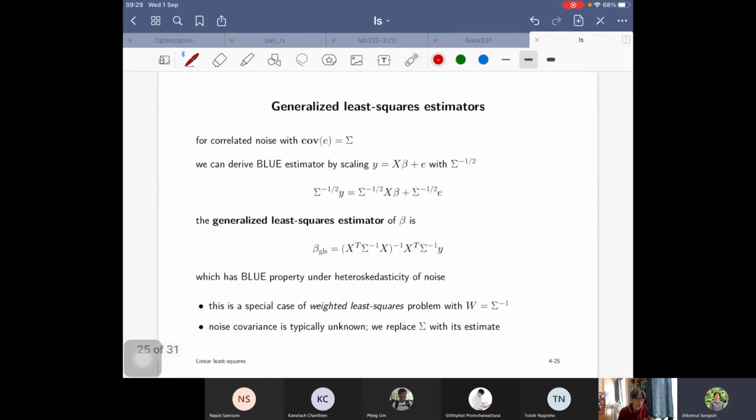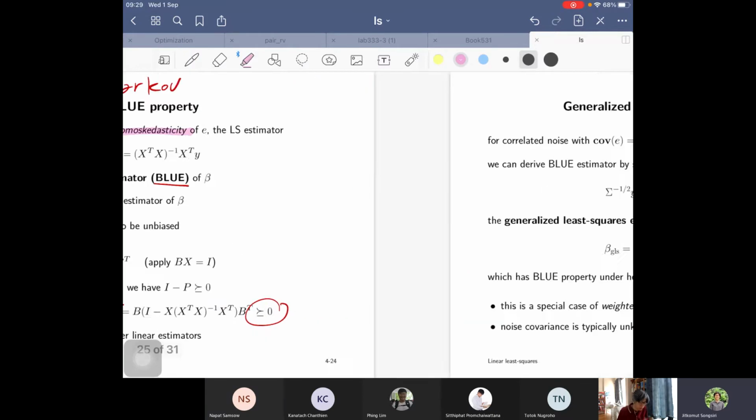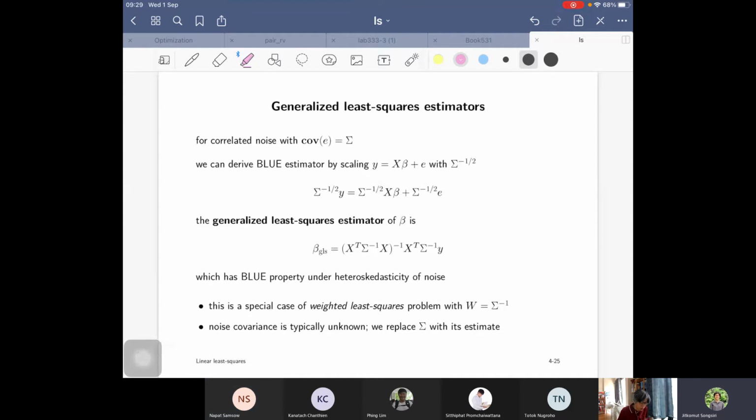Okay, we can also talk about a more general case. Again, let me emphasize that this is called the Gauss-Markov Theorem, and recall that it requires the homoscedastic assumption of the noise. We can talk about a more general case: what happens if we have correlated noise? In this case, the covariance of E is Sigma. Sigma can be any symmetric PDF matrix.